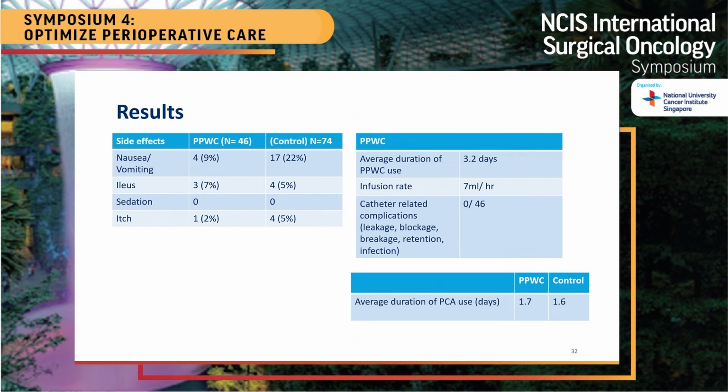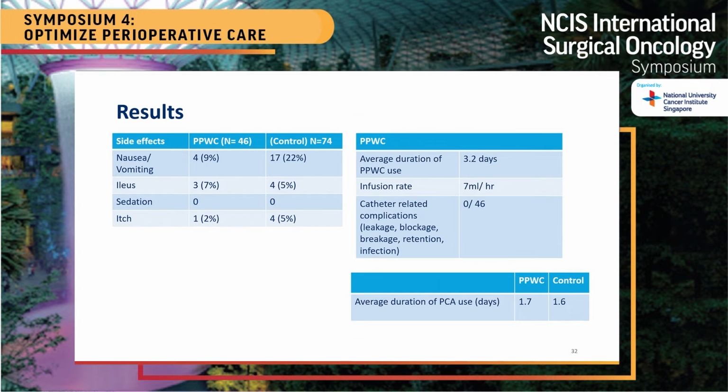The results were as follows. There were a total of 120 patients, 76 in the control group, 46 in the pre-peritoneal wound catheter group. Although not numerically significant, I've put the side effects out here. You can see that the post-op nausea and vomiting is 22% in the control group, whereas it's 9% in the wound catheter group.